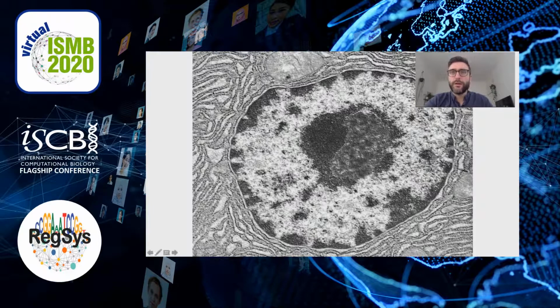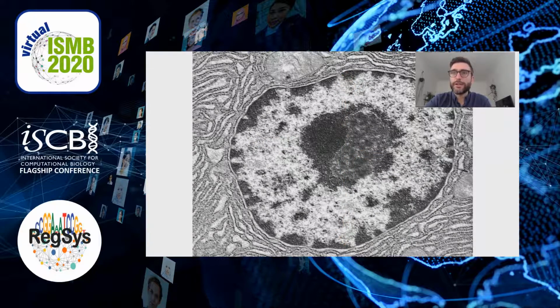This is an electron microscopy image of a section of a mouse cell nucleus. Inside the nucleus, there are meters of DNA packed into a micron-sized object. My favorite analogy is this is about 50 miles of thread packed into a yoga ball.